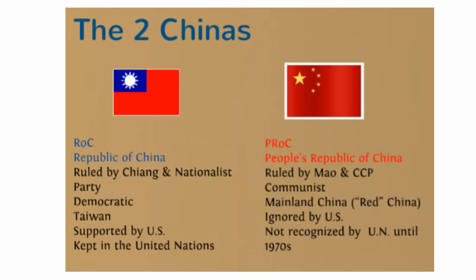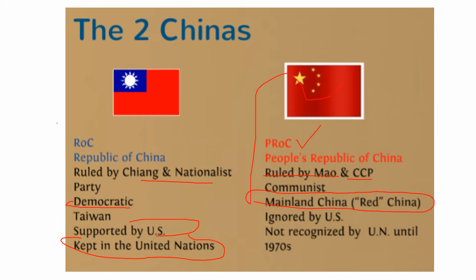So now we have two Chinas. ROC, Republic of China, ruled by Chiang Kai-shek and the nationalists. They are today democratic, supported by the US, and they are kept in the United Nations at least until the 1980s. The other side of this, People's Republic of China, ruled by Mao and the Communist Party of China. Mainland China, this is red China, hence the red flag, and that is still the flag of Communist China today.